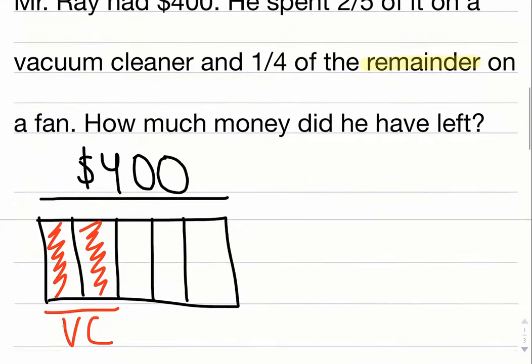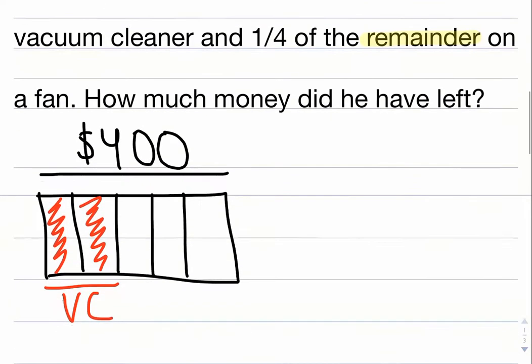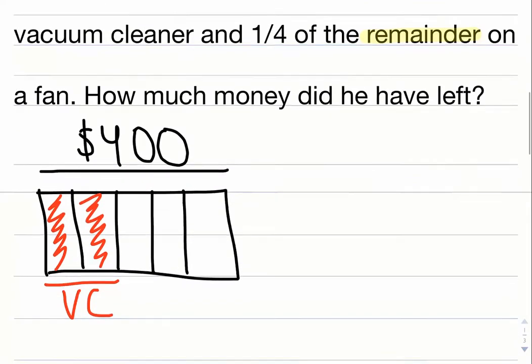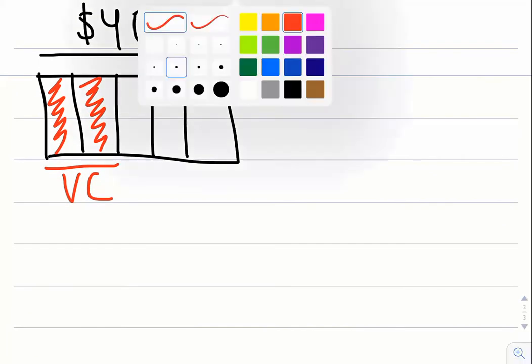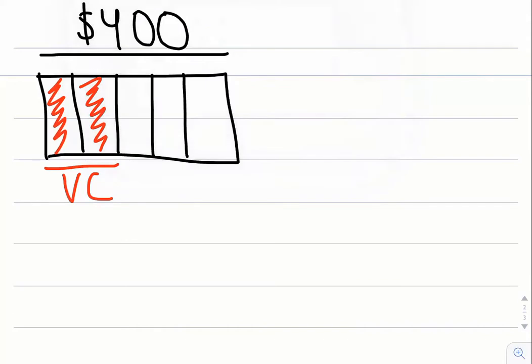Then it tells us that he spent 1/4 of the remainder on a fan. So if we look at our problem, the remainder is how much he did not spend, which is also represented by this space here. This is our remainder. He spent a piece of this remainder, and it happens to tell us it's 1/4 of this remainder. Now, if we start putting in 1/4, which is a completely different denominator and a different fraction than 2/5, we're going to run into a problem.